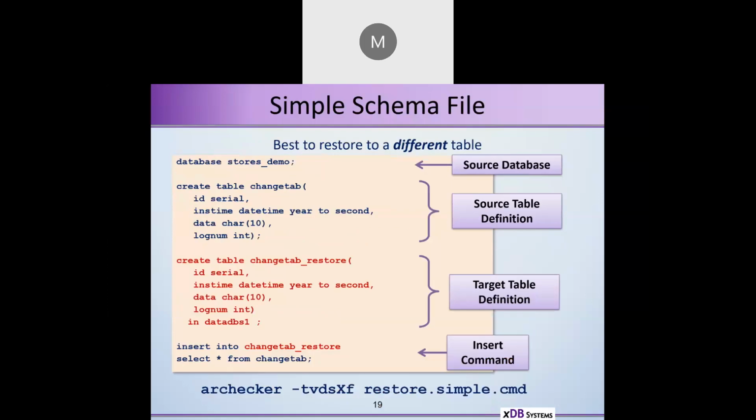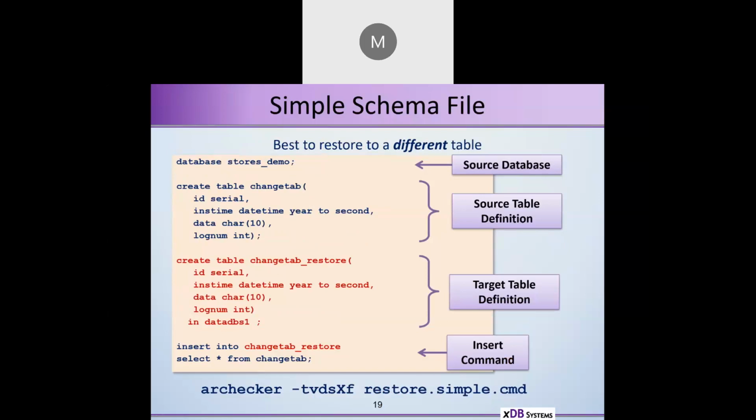So to do that, we add one more table in there. Again, this is another create table. This time, this table will get created if it doesn't exist already. So it starts off the same: our database, our source table, the one we're trying to restore from, the definition of the table we're trying to restore to, and then the insert is changed, because instead of inserting into our source table, we're inserting into our target table. Change tab restore in this example.